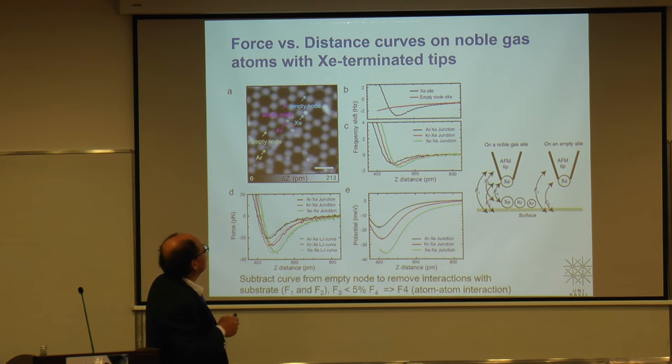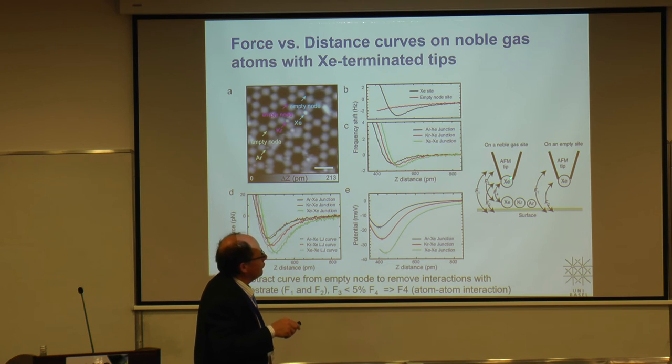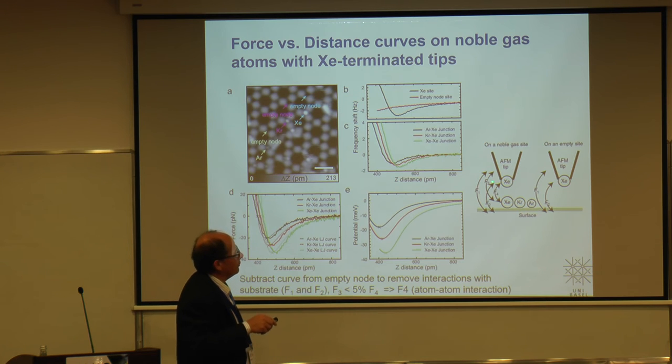So you deposit, for example, here a xenon, here a krypton, here an empty node. We also did it with argon. And so you get the curve here, and after you deposit it, you put it somewhere back, and then measure on the same node. You measure then the interaction on the empty node side, and then you get an interaction which is characteristic for the interaction between this single xenon atom, or the xenon on krypton, or the xenon on argon.